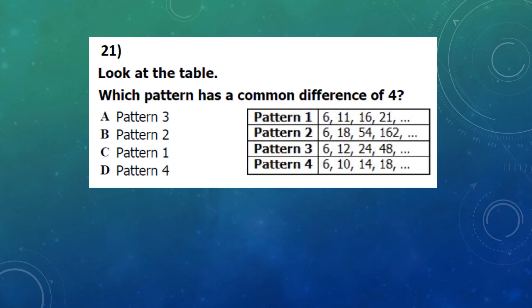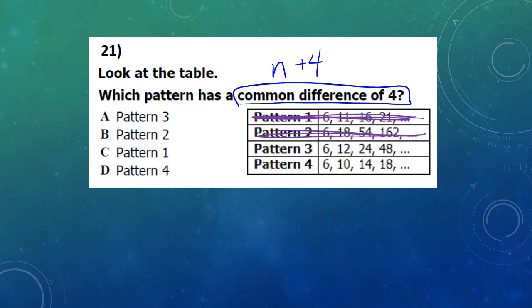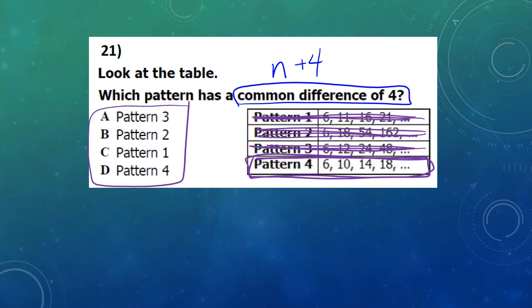So here's 21. We're looking for the common difference of 4 here. So that rule is going to be n plus 4. So now let's try to see if we can find one of these patterns here that will work for us. So here, pattern number 1, 6 plus 4 is definitely not 11. So let's cross out pattern 1. 6 plus 4 does not equal 18. How about 6 plus 4 equals 12? That's wrong. So we're left with pattern number 4. I'm going to circle that just to make sure that I got my answer correct. And then we go to the answers here, which are all out of order. But you know what? We're looking for letter D, pattern number 4.